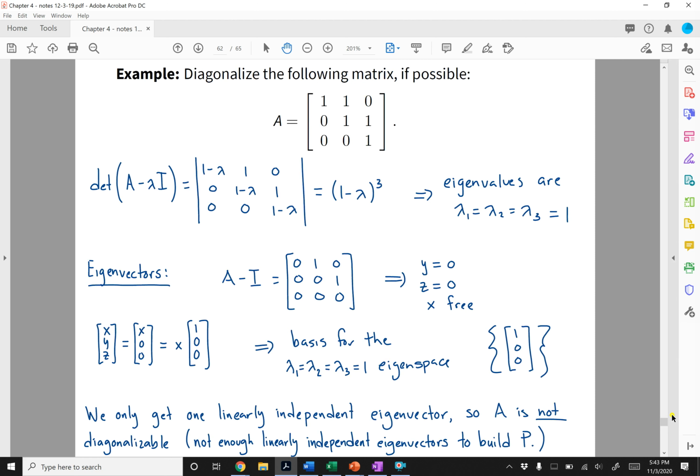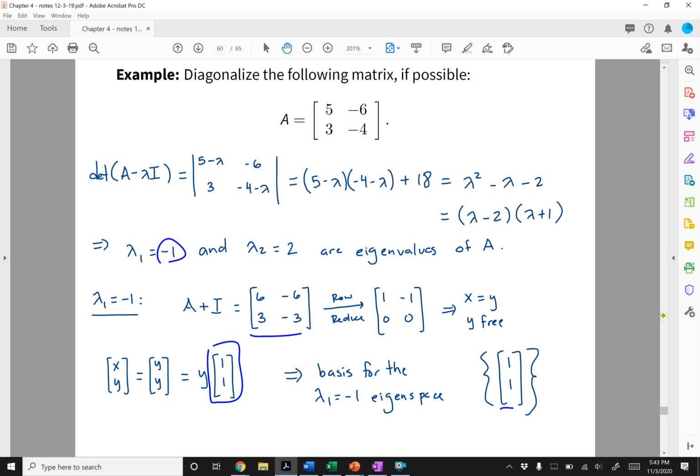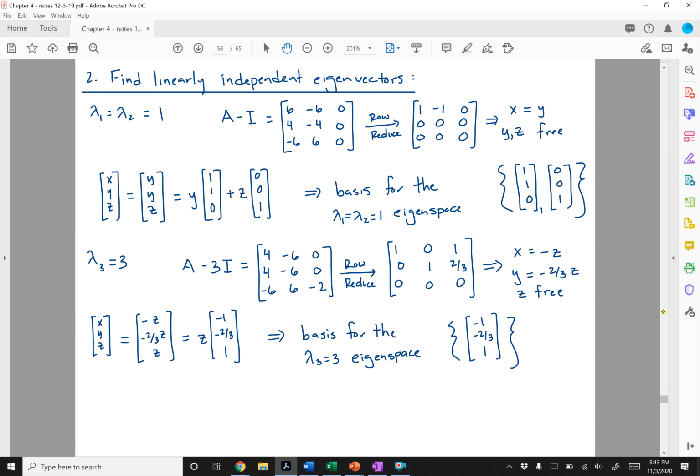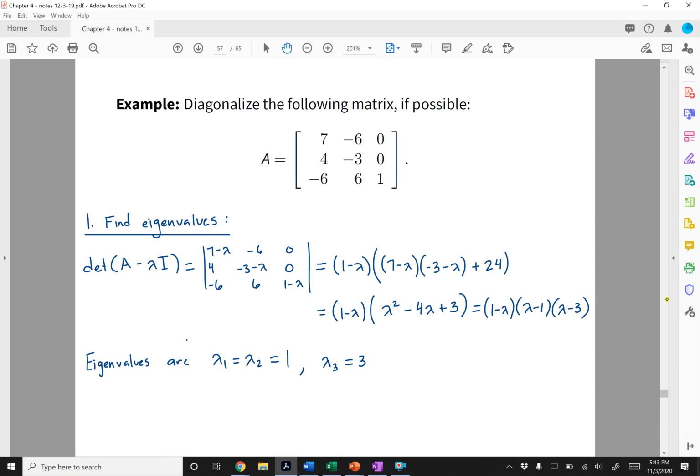And here is the more complex example. Oops, actually, let's go back to diagonalizing this one. This is a 3 by 3, but the process is the same. You start by finding your eigenvalues. So you subtract lambda, find the determinant, do the factoring down, find the solutions, and you get lambda 1 and lambda 2 equals 1. So an algebraic multiplicity of 2. Here the algebraic multiplicity is 1.